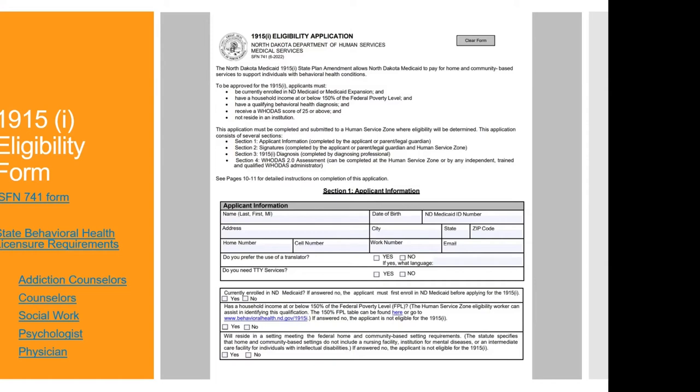This is the state form 741. This is the first page of that. It gives you all the application information, et cetera. And we're missing a couple slides. So next slide, please. We should have done that before the break.